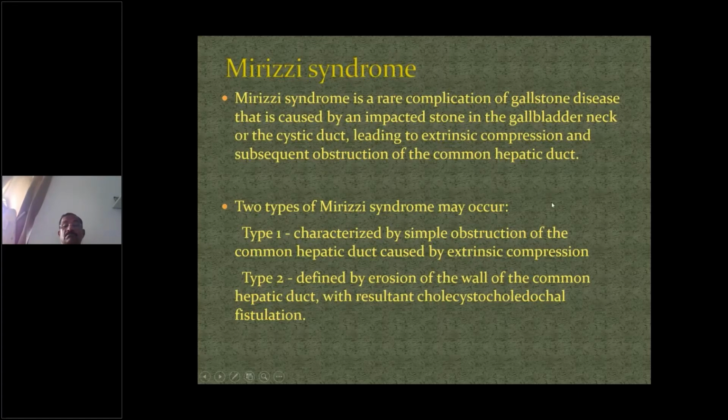Two types are there. Type 1 is the common, where the obstruction is simply due to the extrinsic compression, while in type 2 there is erosion of the common hepatic duct and there is a fistula between the gallbladder and the common hepatic duct, which is usually rare.